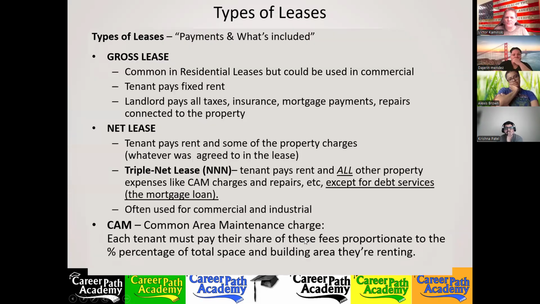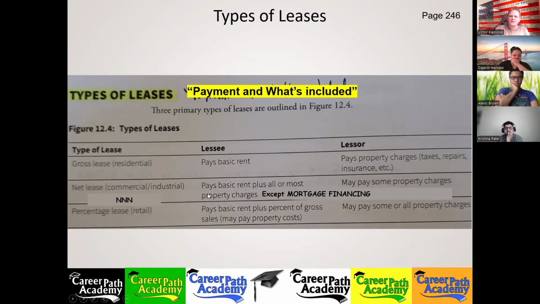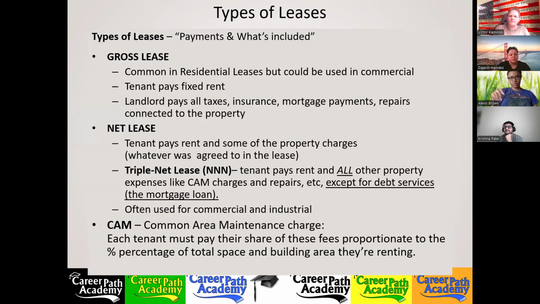So let's get into it in a little more detail. Did you guys have all this down already? Yeah. So the gross lease is common in residential leases, but it can be used in commercial. The tenant pays a fixed rent, and the landlord is responsible for all the taxes, insurance, mortgage payments, and repairs connected with the property, except for damages by the tenant.